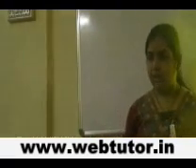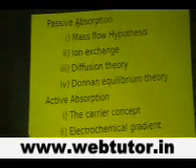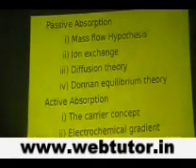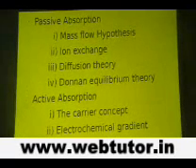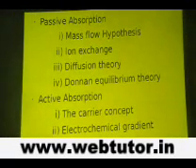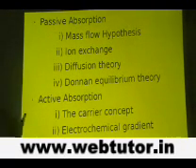Now there are two basic methods. We've learned about this before: passive absorption and active absorption. Under passive absorption we are going to do the different types of theories that came up, and eventually the one which has been accepted: mass flow hypothesis, ion exchange diffusion theory, and Donnan equilibrium theory. In active absorption we are going to do carrier concept and electrochemical gradient.